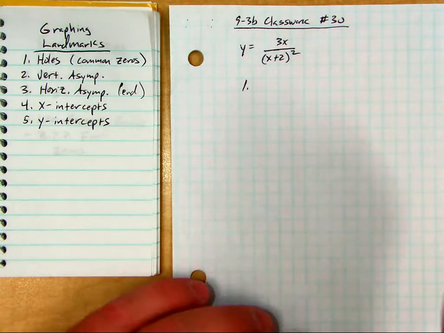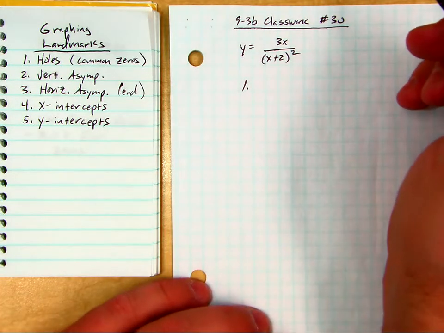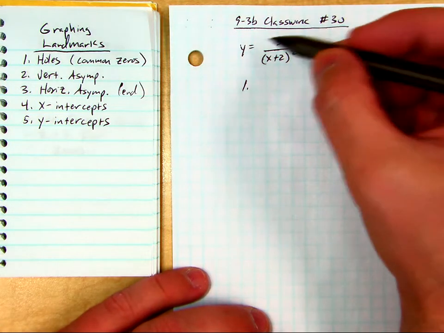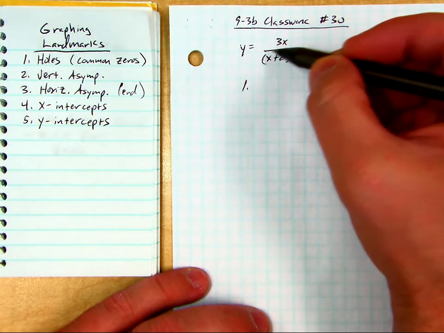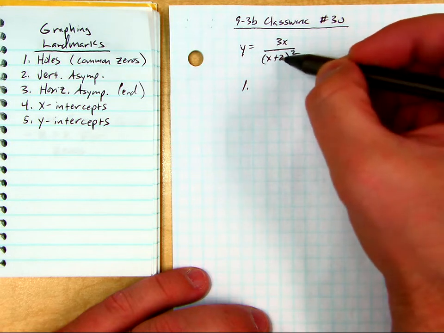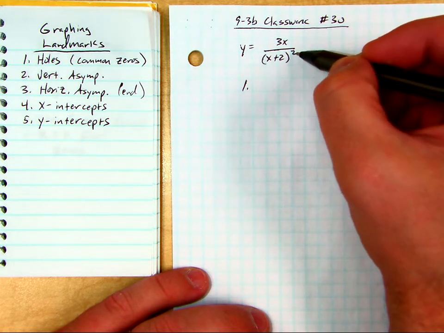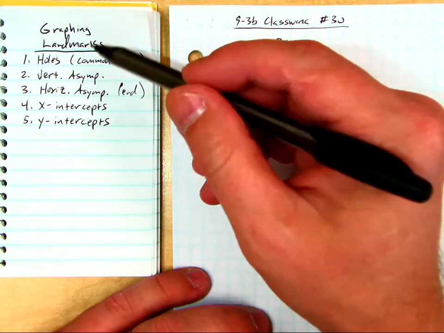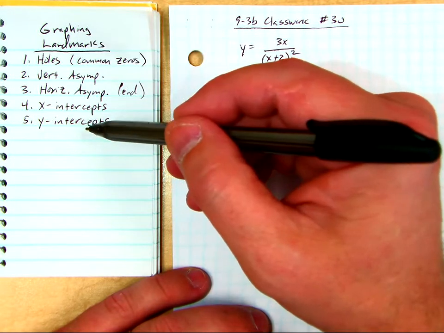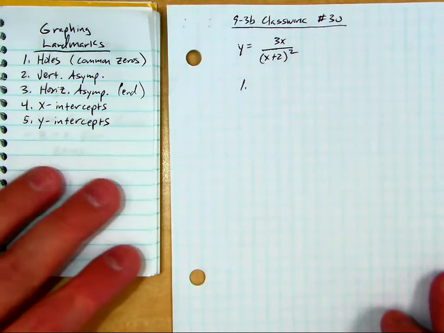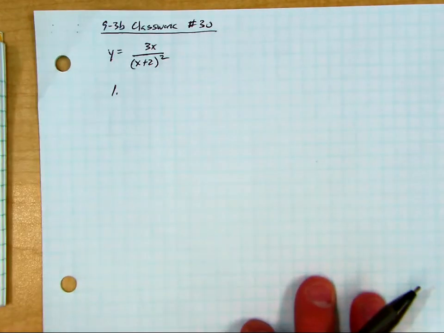Okay, here is the 9-3B classwork number 30 help video. Here we have the function y equals 3x over quantity x plus 2 squared. This is different because it's a quantity squared, it's a 0 squared. This is going to make our asymptotes, our behavior around the asymptotes act weird. But same thing as usual, we're going to go through and make sure we identify all these landmarks before we try to graph.